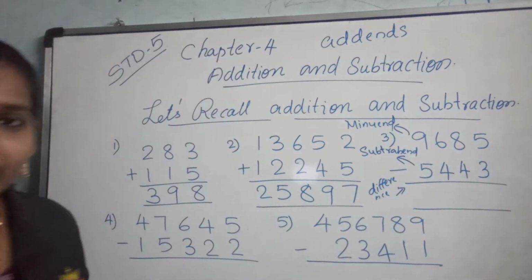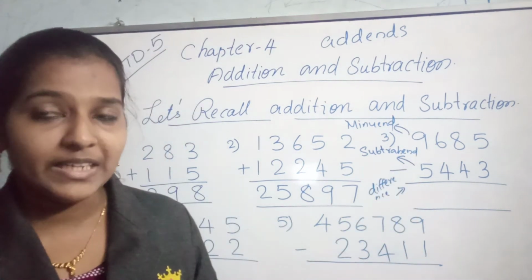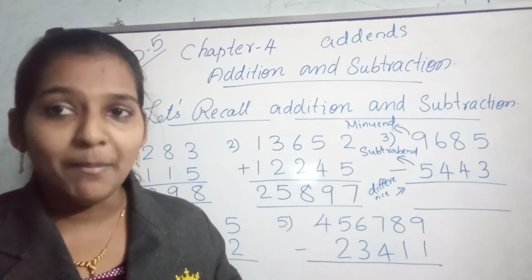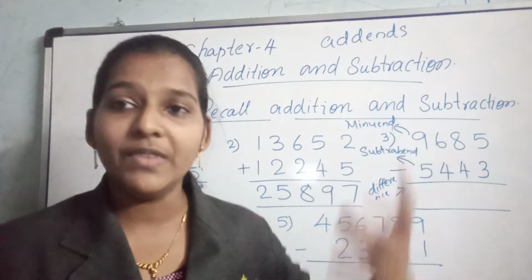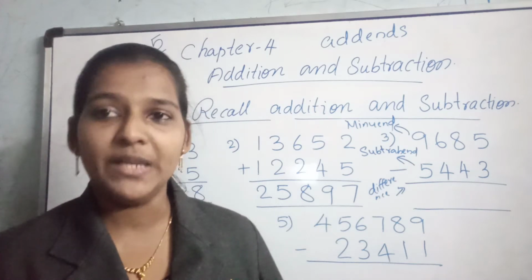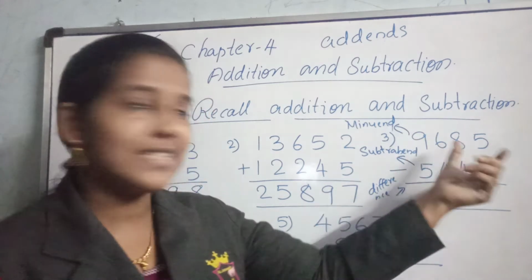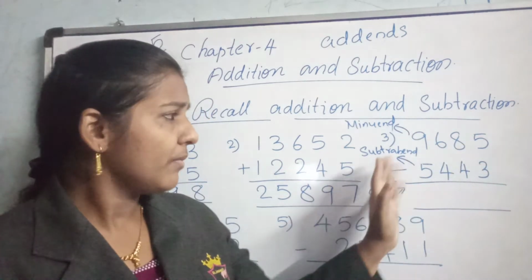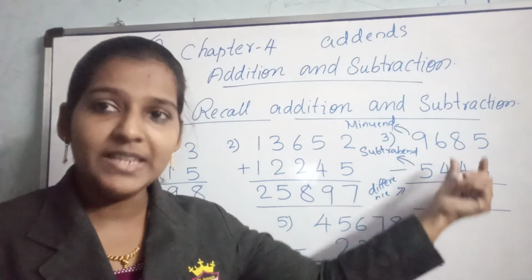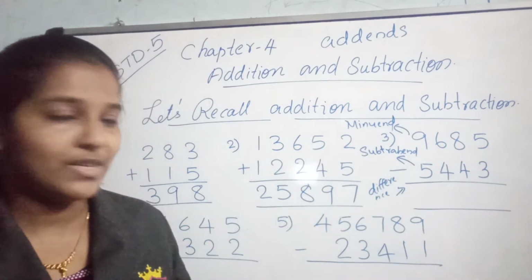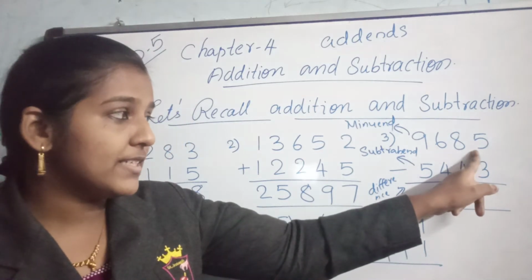Difference. Is it clear? The number from which we are subtracting is called minuend. The number which we are subtracting is called subtrahend, and the answer we get after subtraction is called difference. Keep this in your mind. Now let's do the subtraction. Both subtrahend and minuend are 4-digit numbers. Let's subtract from the ones place, digits 5 and 3.